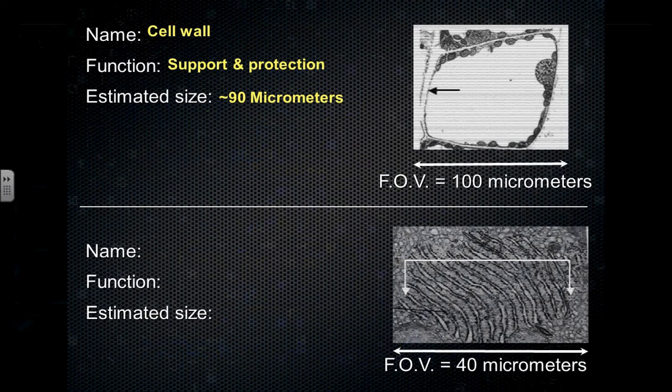This one, all these tubes together. What would that organelle be? That's the ER. Its job is to transport things, like proteins and stuff. The size from one side to the other is about 35 micrometers.